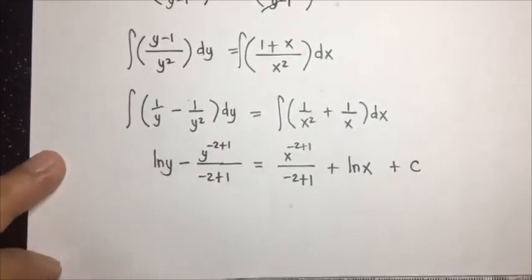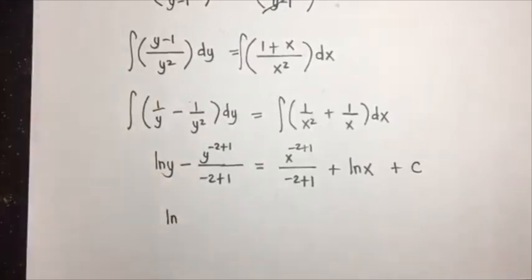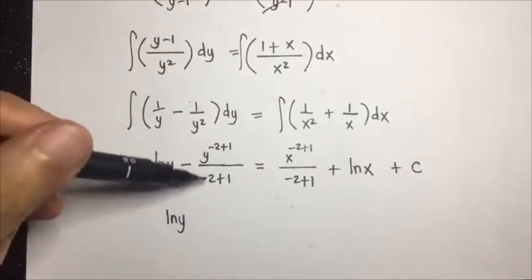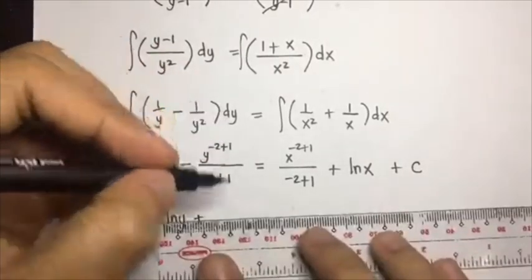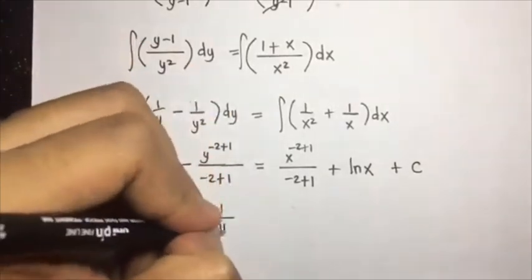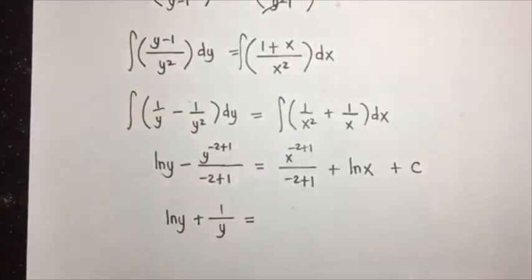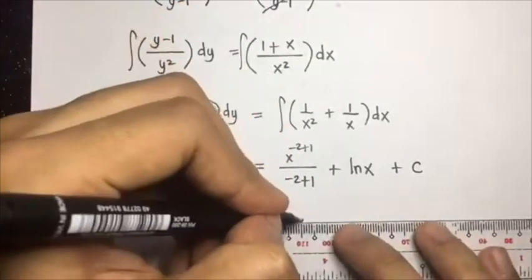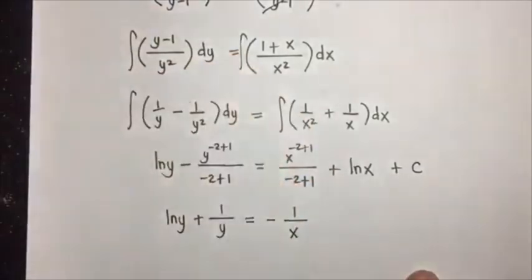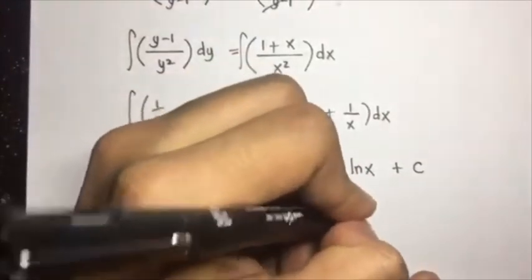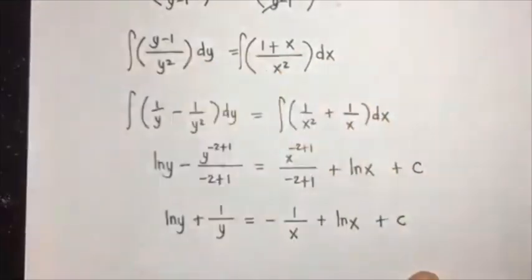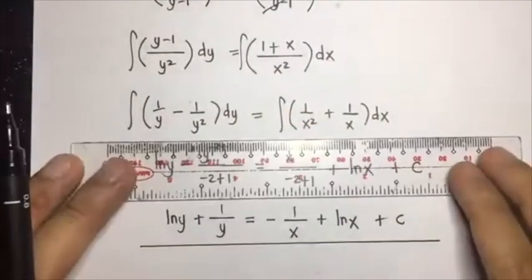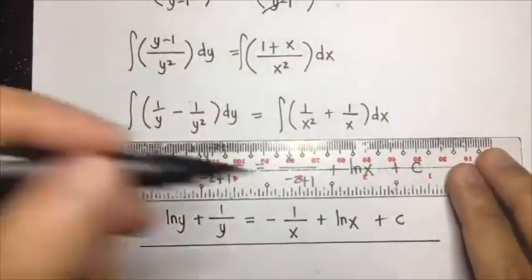Okay, so simplifying this, this will become ln of y, this will become minus over negative 1, so that will be plus 1 over y, is equal to, this will become negative 1 over x, plus ln of x, plus c. So this is already an acceptable form of the solution of the differential equation.